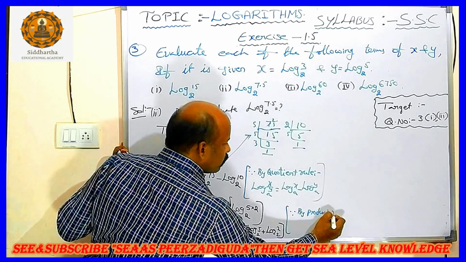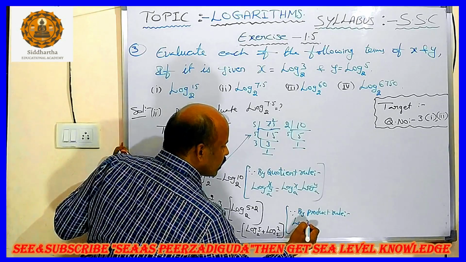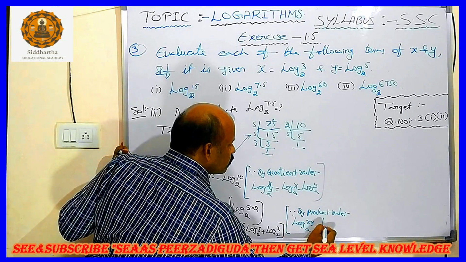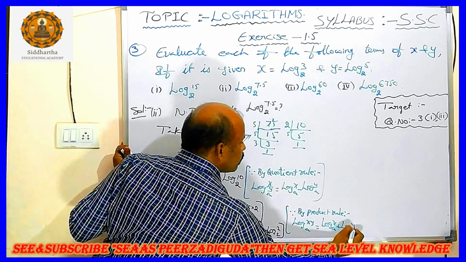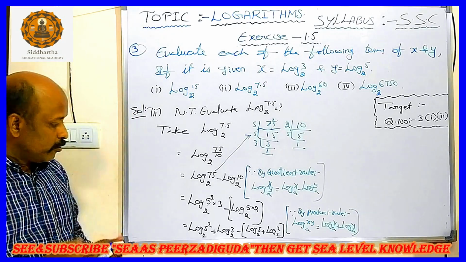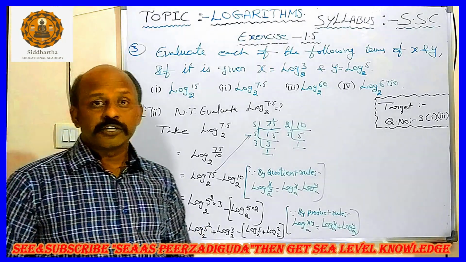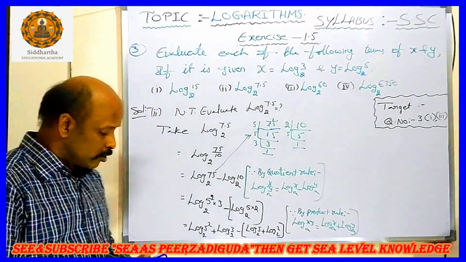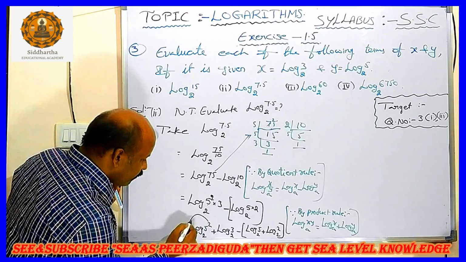Product rule. By the product rule, which formula? Log xy base a is equal to log x base a plus log y base a. After writing that, here I have 5 squared. Square means power, so I am going to use the power rule. By using the power rule, I write 2 in front of the log.